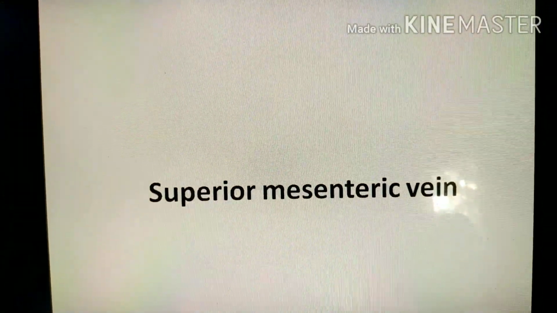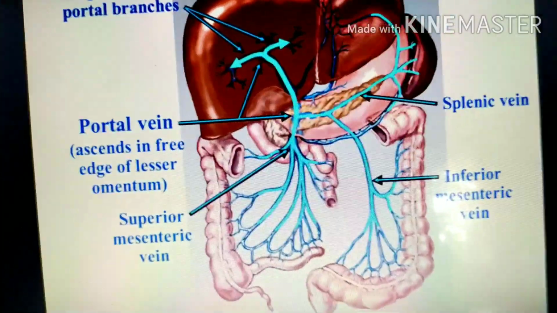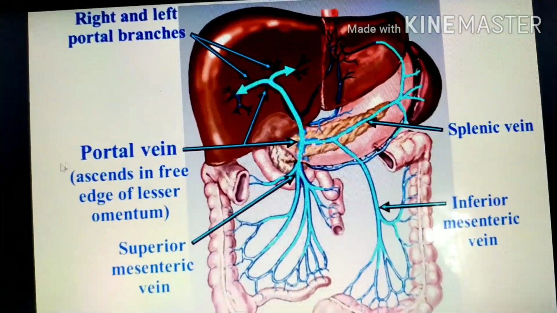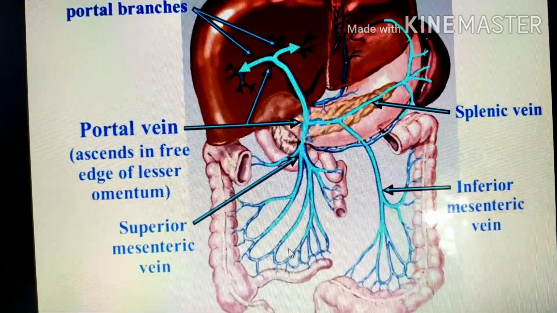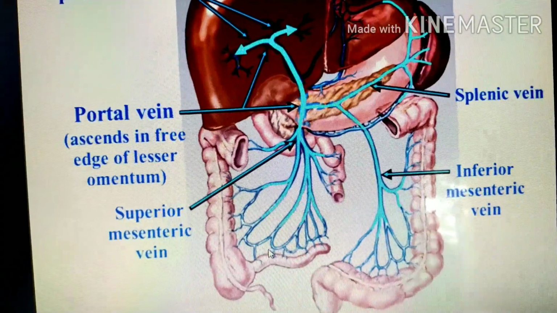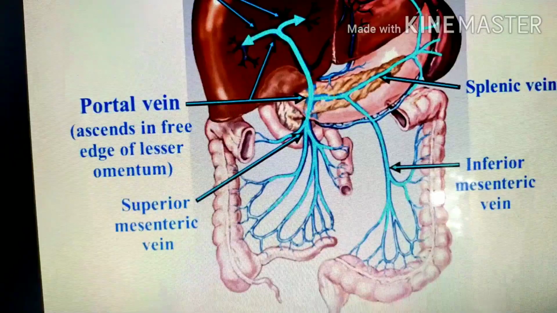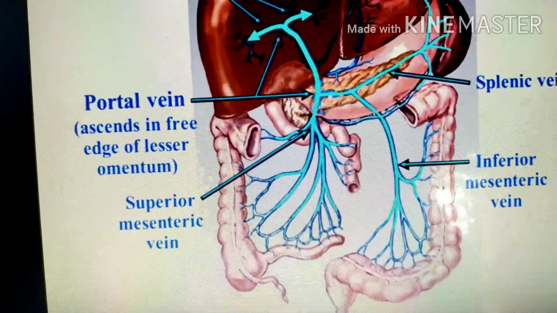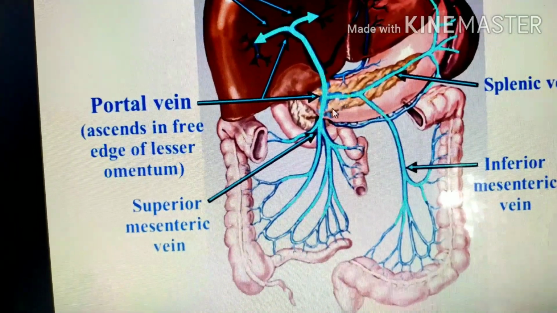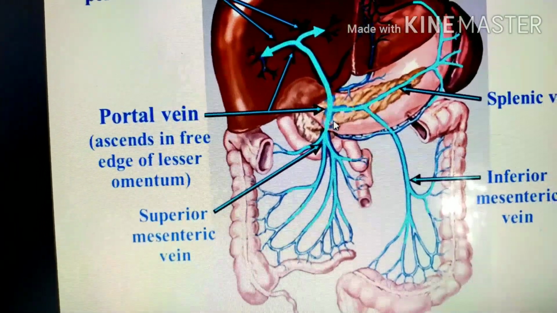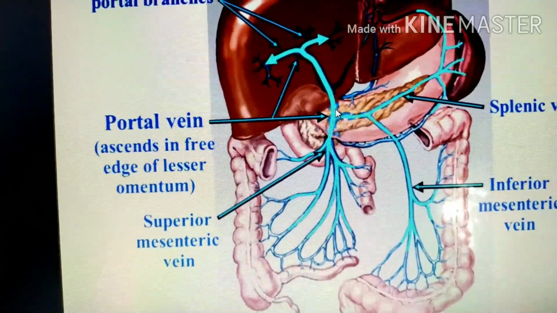Now coming to the superior mesenteric vein. Now in this image you can see this one is a superior mesenteric vein. Now it begins in the right iliac fossa. It drains the blood from the small intestine, then appendix, cecum, ascending colon, and right two-thirds portion of the transverse colon. Now it ascends in an upward direction along with the superior mesenteric artery within the mesentery to reach up to the head of the pancreas. Behind the head of the pancreas, this vein unites with the splenic vein to form a portal vein.